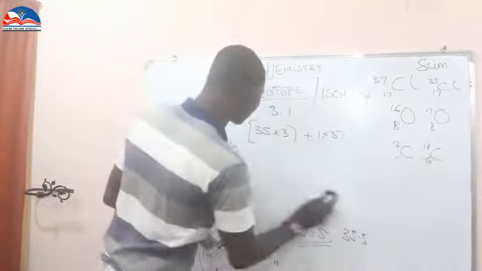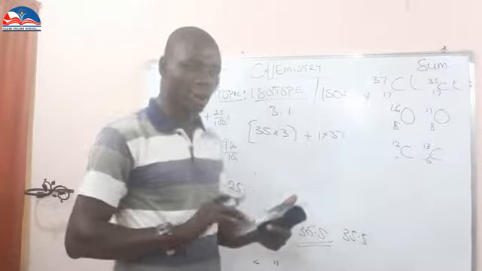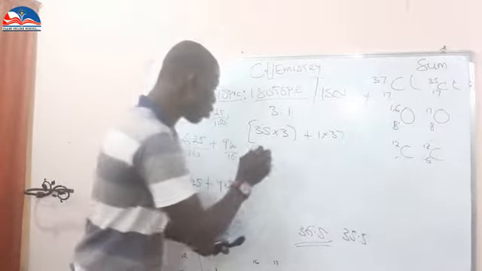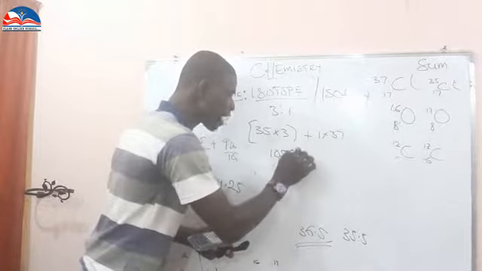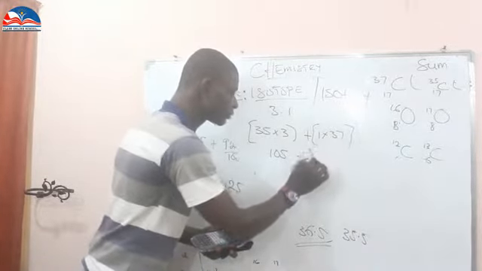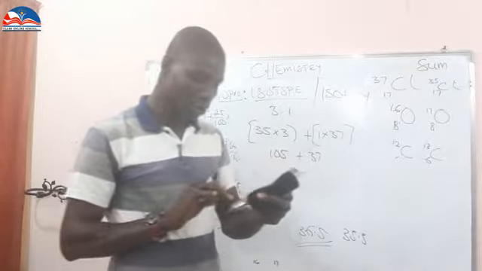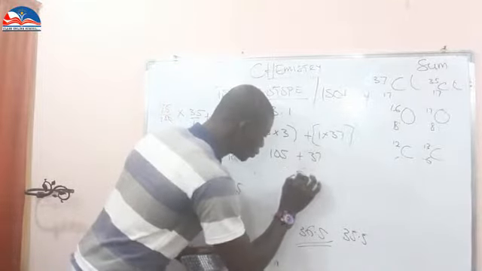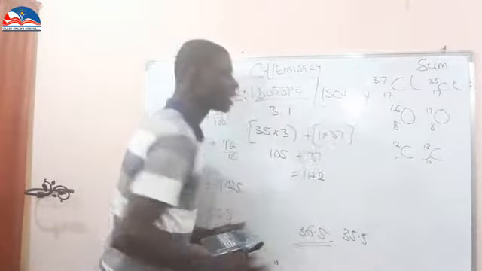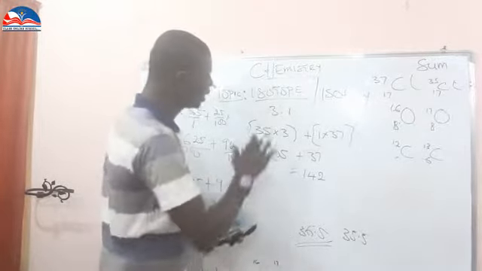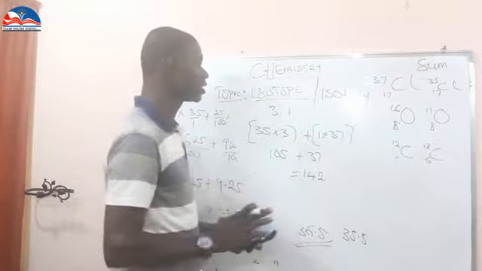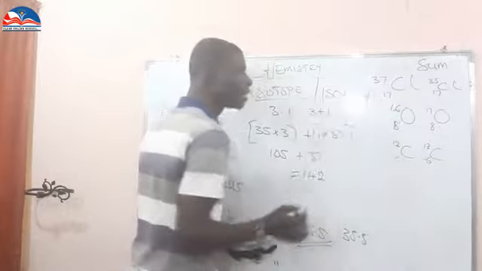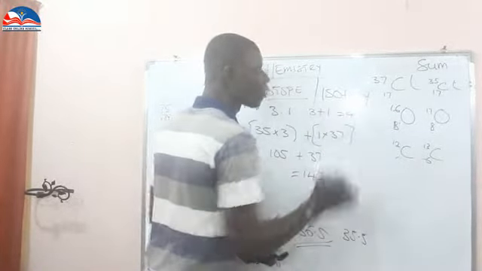Now press your calculator. 3 times 35 is going to give me 105. 105 plus 37 is going to give me 142. Now, having gotten this 142, 3:1 simply means 3 plus 1, and 3 plus 1 is going to give me equal to what? 4.